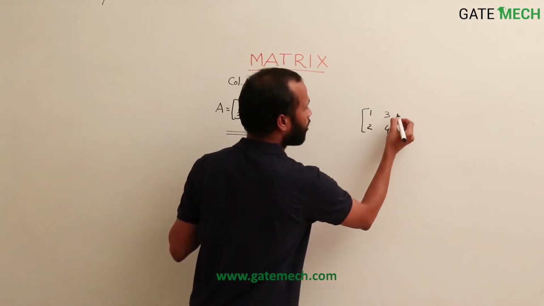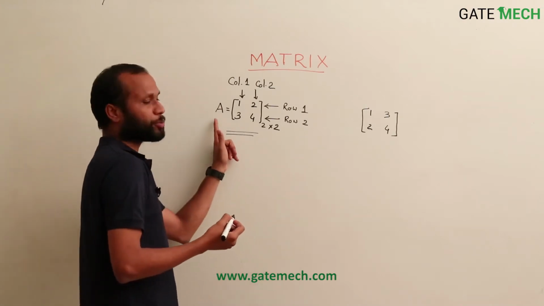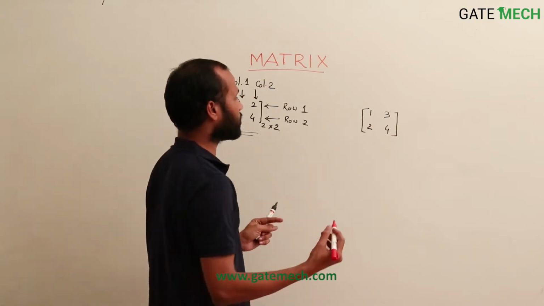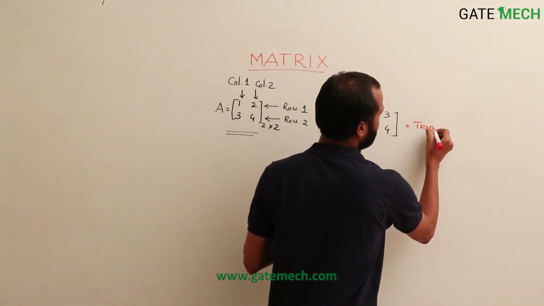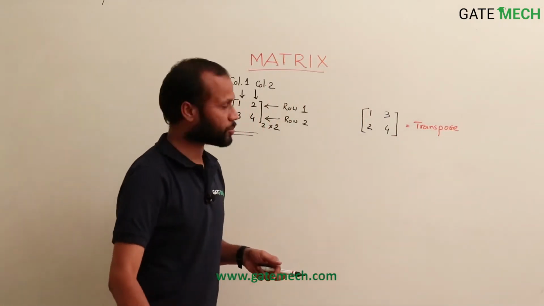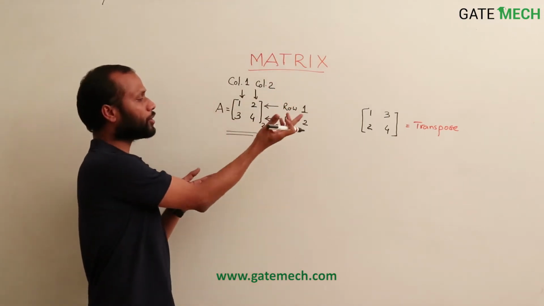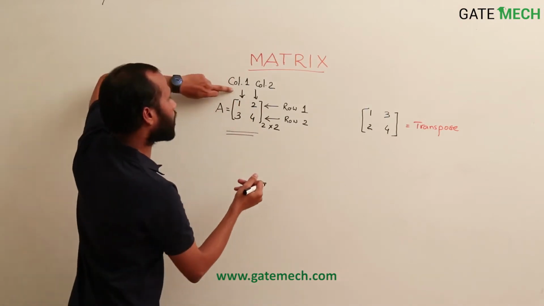The matrix formed by writing like this is called the transpose of the given matrix. What you are doing to arrive at the transpose is simply replacing rows with columns, or you can say in other way, columns with rows. Or otherwise I will attempt to write columns as rows.